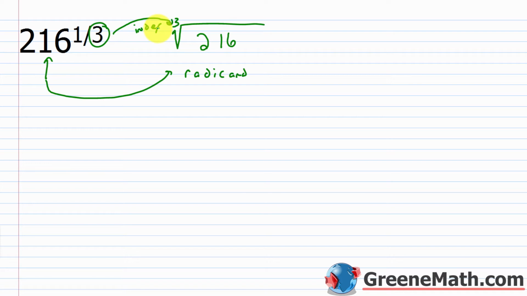So we end up with the cube root of 216. And most of you know at this point that that's going to be 6. Right? That's going to be 6. 6 times 6 is 36. 36 times 6 once more is 216.